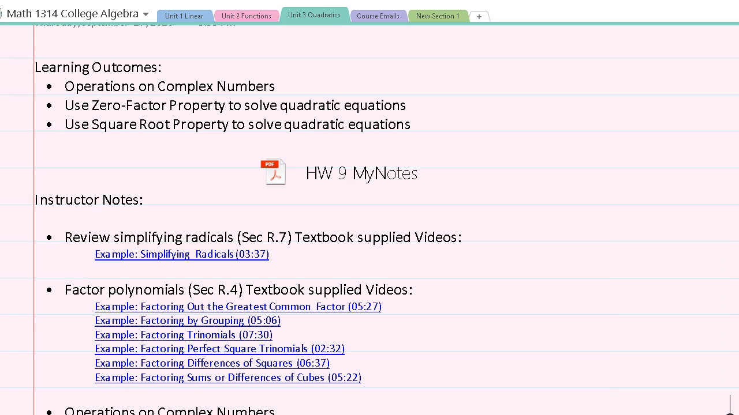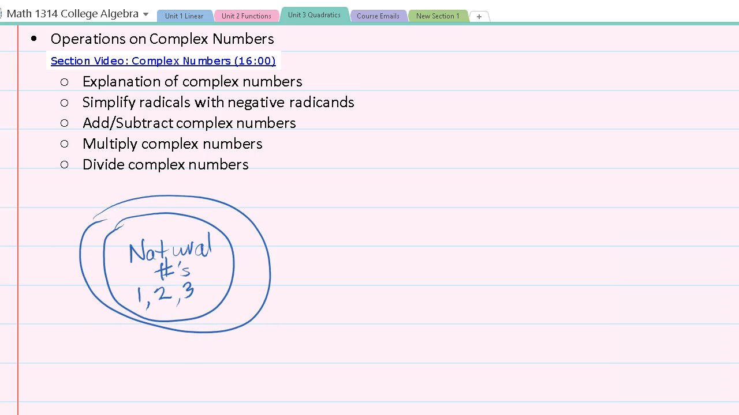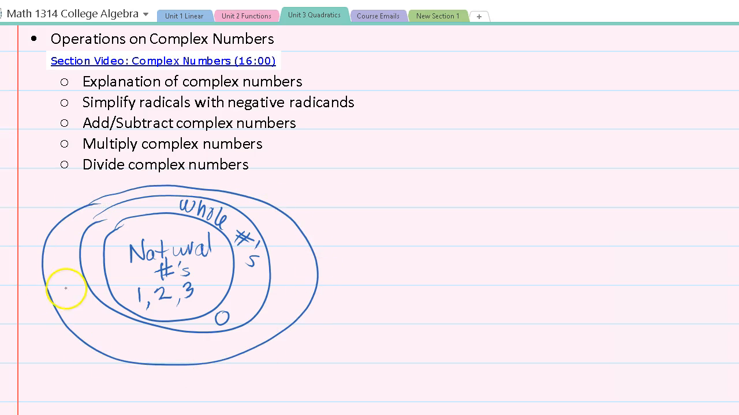Before doing operations on complex numbers, let's review complex numbers in general. In the number system, we have natural numbers. These are numbers we naturally use for counting, like 1, 2, 3, etc. Whole numbers are the natural numbers plus the number 0. Integers are the whole numbers and their opposites, their negatives. So integers are 0, 1, 2, 3, etc., as well as -1, -2, -3, etc.